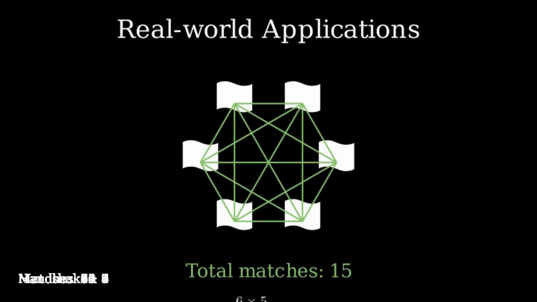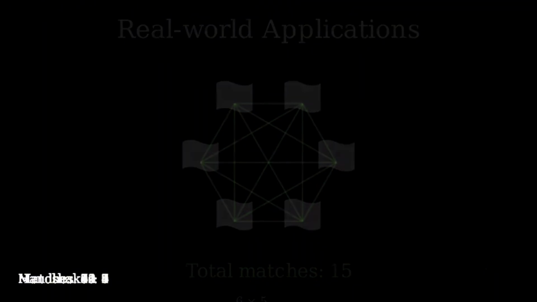This is the same formula we derived for the handshake problem, showing how the same mathematical pattern appears in different scenarios. Both of these examples demonstrate how our sum formula applies to real-world counting problems. Whether we're counting handshakes, tournament matches, or many other similar scenarios, the formula n times n minus 1 divided by 2 gives us the total number of unique pairs that can be formed from n items.